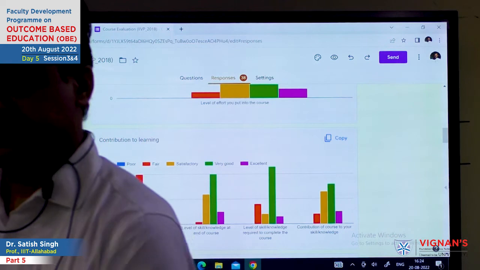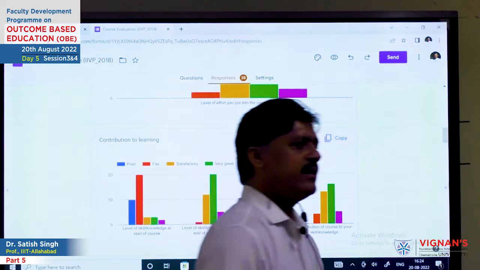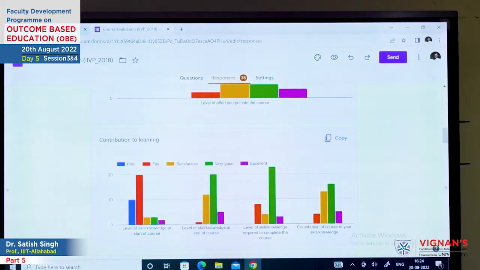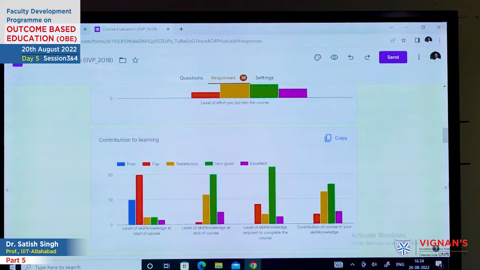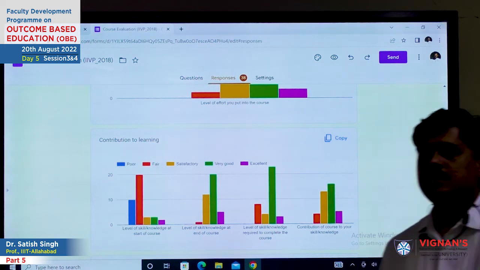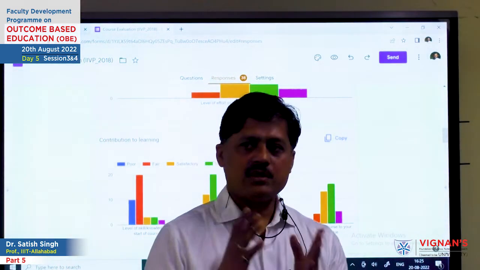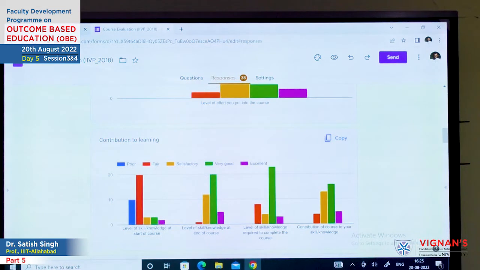If there is a shift, it means the teacher is doing something. The teacher is not at all bad. He is doing something, else the students cannot get anything out of the class. Then level of skills or knowledge required to complete the course. This talks about the rigor of the course. There may be some courses that use mathematical derivations, and everything is required, and if you don't know the mathematics, you cannot do it. So it talks about the rigor of the course.